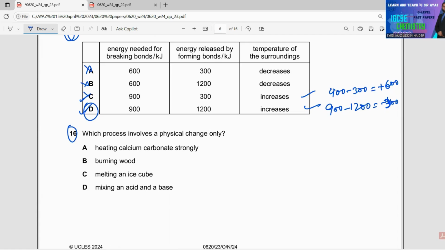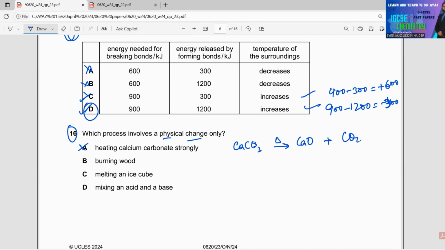16. Which process involves a physical change only? They are saying that it involves only physical change. Okay, heating calcium carbonate strongly. So if you heat calcium carbonate strongly, what will happen? It will produce calcium oxide plus carbon dioxide. It's a chemical change. You are getting new substance.